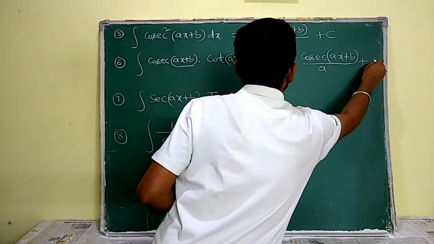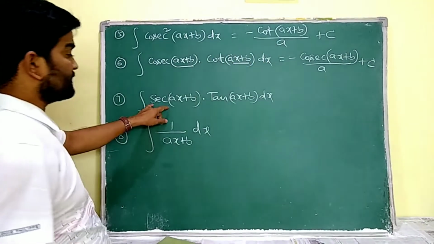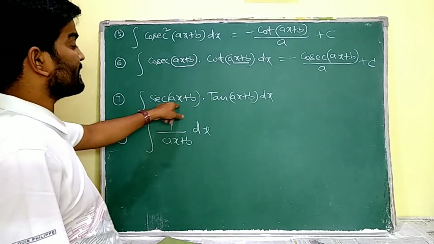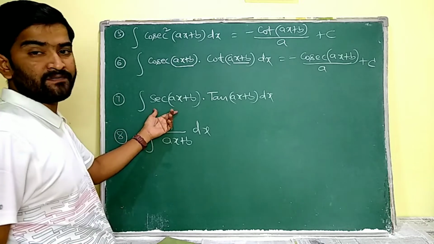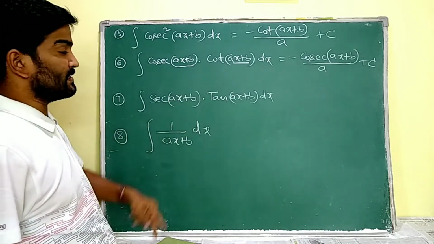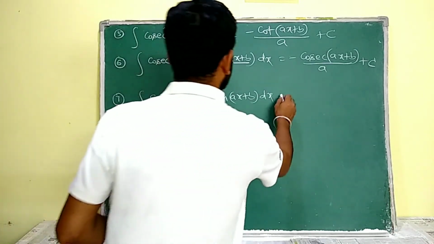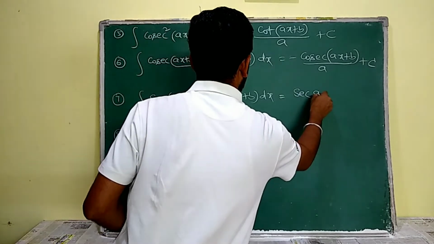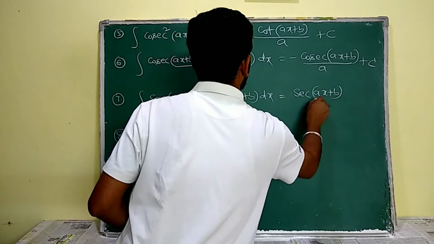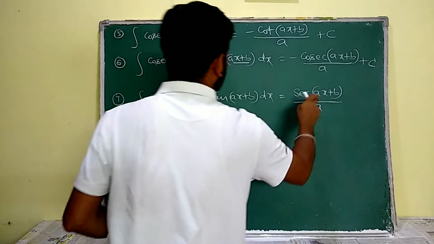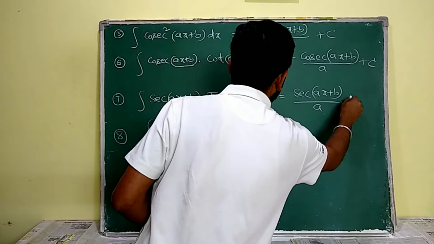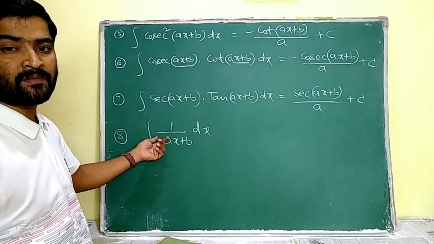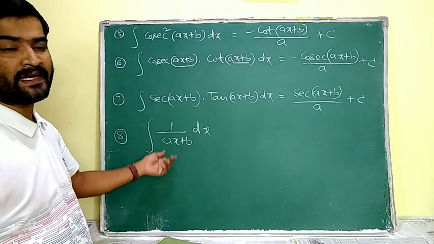Understand? Similarly, see, this is integral secant ax plus b into tan ax plus b dx. It is in the form of integral secant x into tan x dx. That value we know, that is secant x, that is secant ax plus b whole by a. Why? Because I have to differentiate that ax plus b and write the obtained result in the denominator. It is in the form of integral 1 by x dx.